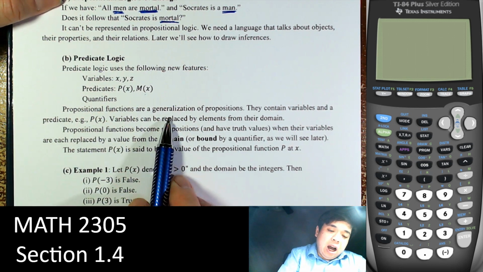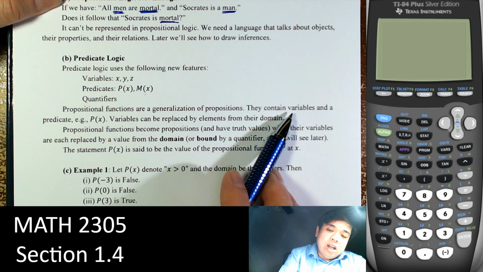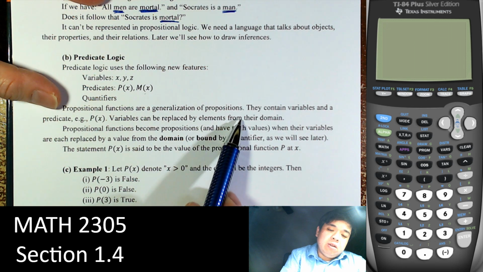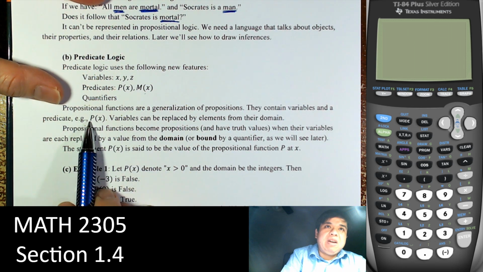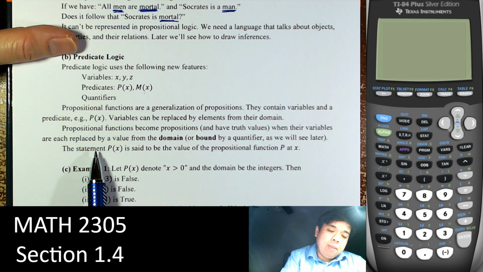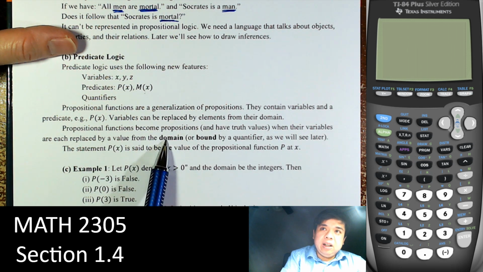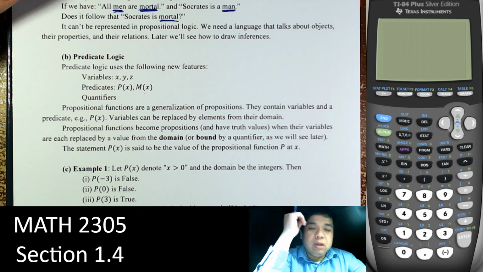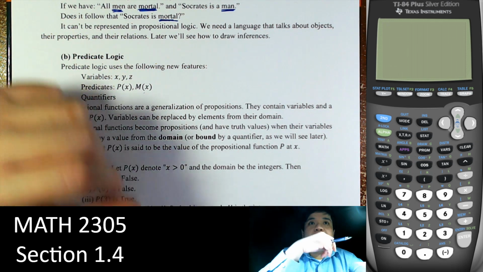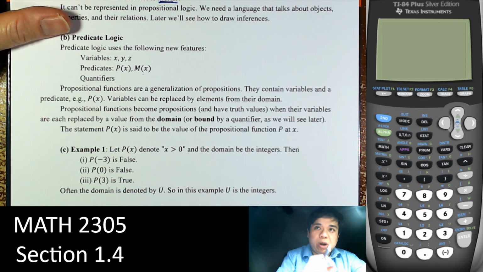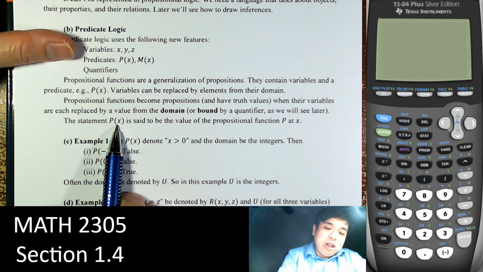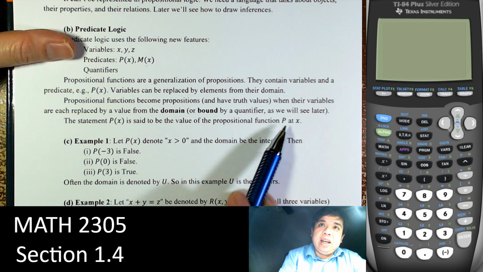A propositional function is a generalization of a proposition. They contain variables and a predicate. Variables can be replaced by elements from their domain. So we have P of x, pretty much like a function, and then we can substitute the value of x into it, because we have the domain. This book does it kind of backward, so we don't have any symbol for set theory yet, but if you take a math class, they address set theory before this. Regardless, we write P of x to denote a propositional function P at x.